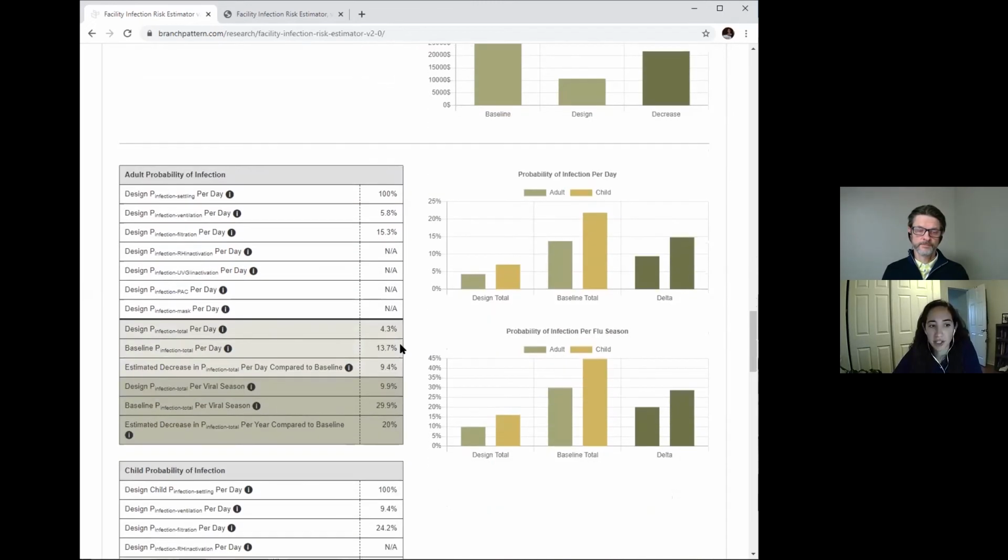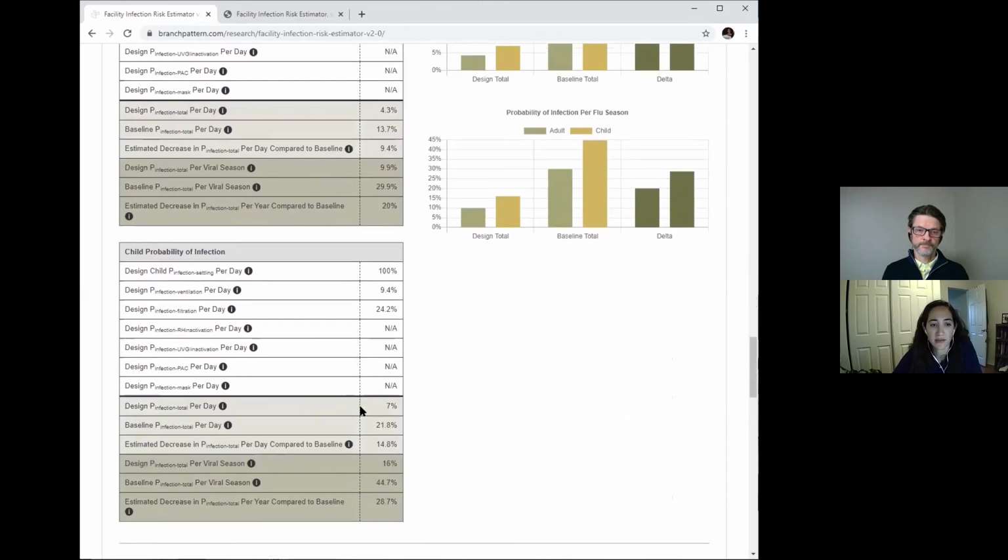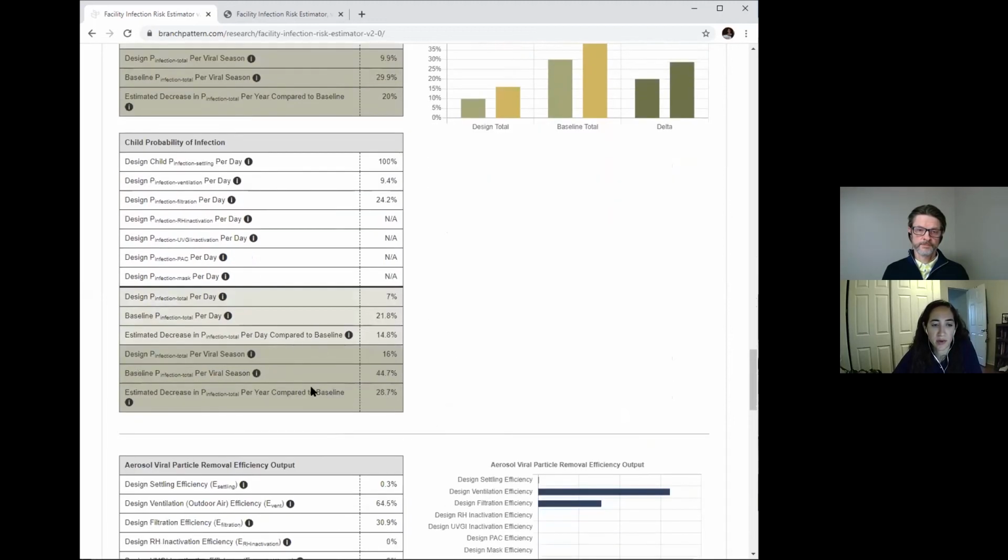Then we have probability of infection. So these gray numbers here is what Marcel's table was showing. So we have the design versus the baseline, and then the decrease per day and per viral season. So our baseline 21.8% probability of infection, and with those couple changes to the design classroom, it's dropped to 7, which is a 14.8% decrease.